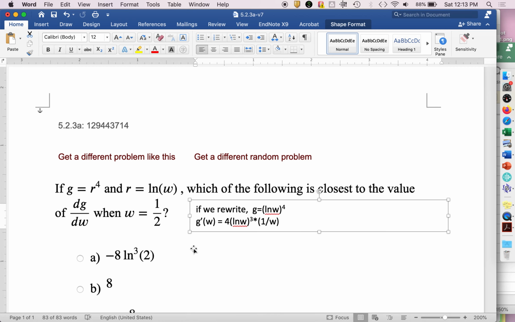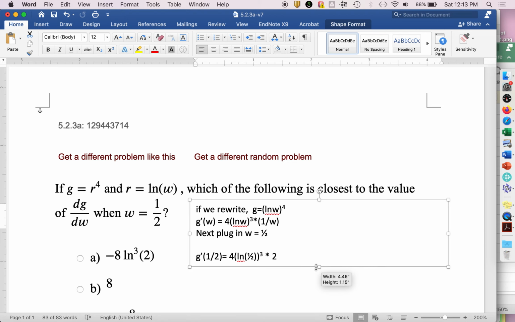Okay, now I'm supposed to plug in w equals 1/2. What is 1 over 1/2? That's the reciprocal of 1/2, right? 1 divided by 1/2 would be 2. So when I plug in 1/2 for all of the w's, I get 4 times the natural log of 1/2 quantity cubed, then times 2, because 1 over 1/2 was 2.